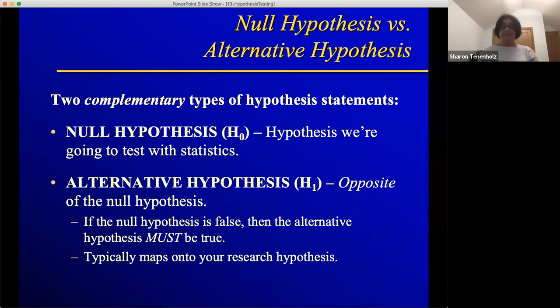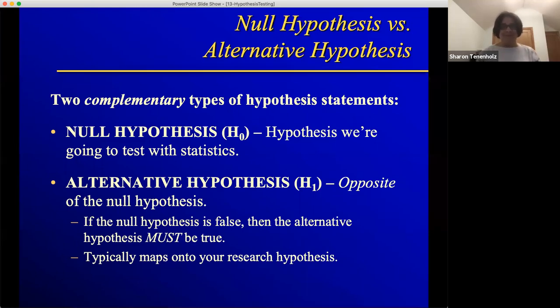The alternative hypothesis, as I said, is complementary. It's the opposite of the null hypothesis. So if the null hypothesis is false, then the alternative hypothesis must be true. It's one or the other. Now, typically, the alternative hypothesis maps onto your research hypothesis. It's what you predict will actually occur in a study.